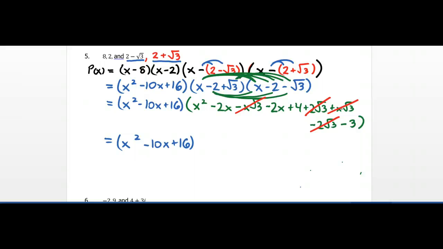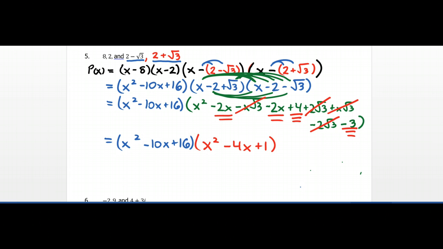So you end up with x squared. We have a minus 2x here and a minus 2x here, so that gives you minus 4x. And then this plus 4 and minus 3 give you a positive 1.